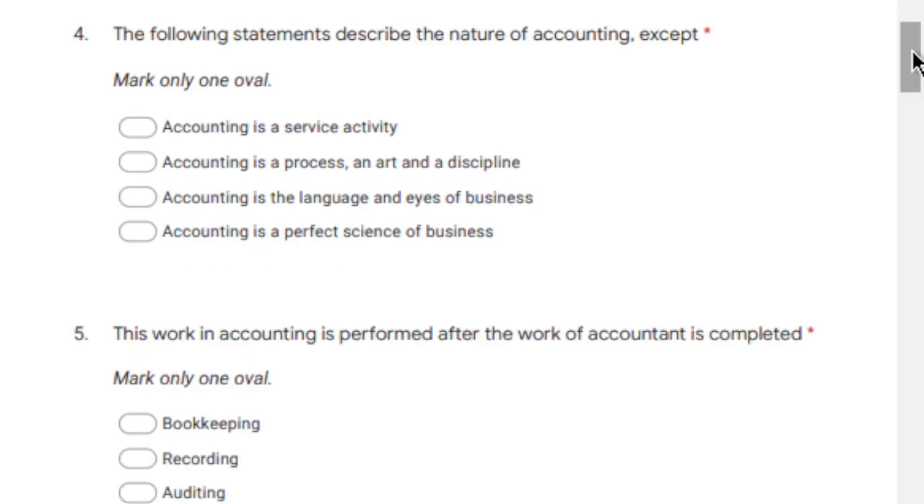So our answer for this number is the first option, only statement 1 is correct. Next, the following statements describe the nature of accounting except. So accounting is a service activity, correct? Accounting is a process, an art, and a discipline. Yes, accounting is the language and eyes of the business. So, our answer for this number is the last option. Accounting is a perfect science of business.